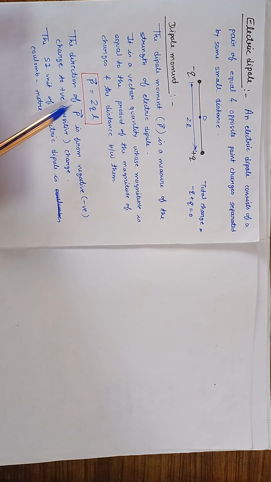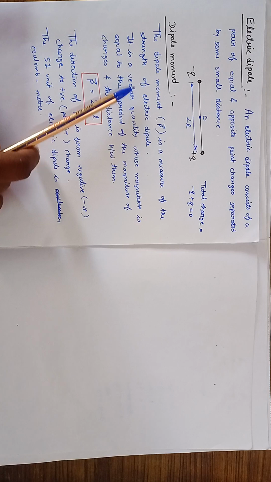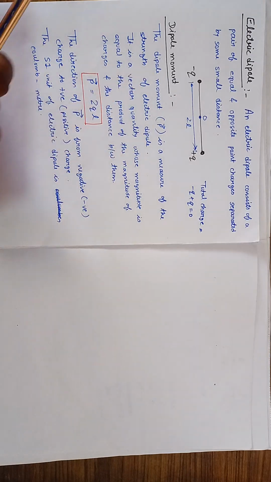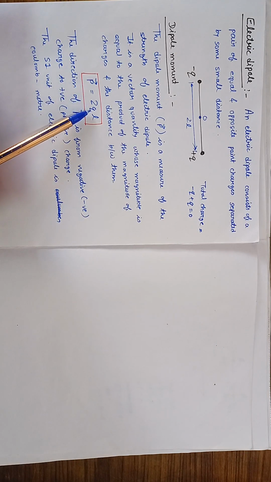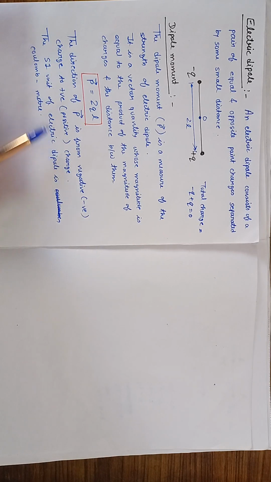Now dipole moment. The dipole moment is a measure of the strength of an electric dipole. It is represented by P. It is a vector quantity whose magnitude is equal to the product of the magnitude of charges and the distance between them. So P will become 2ql because it is the multiplication of the charge and the distance between the charges. The direction of P is from negative charge to positive charge, and the SI unit of electric dipole moment is coulomb meter.